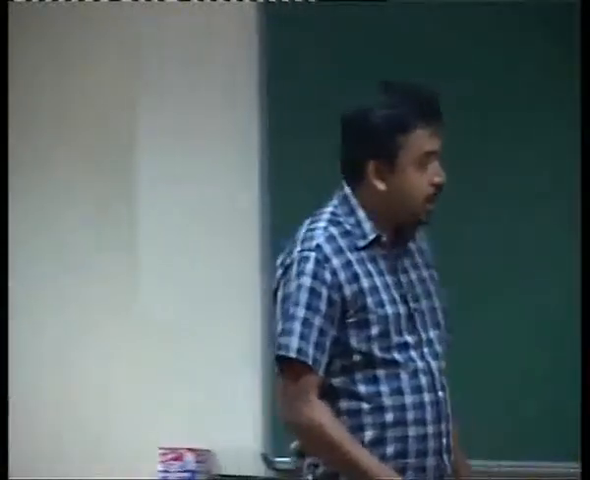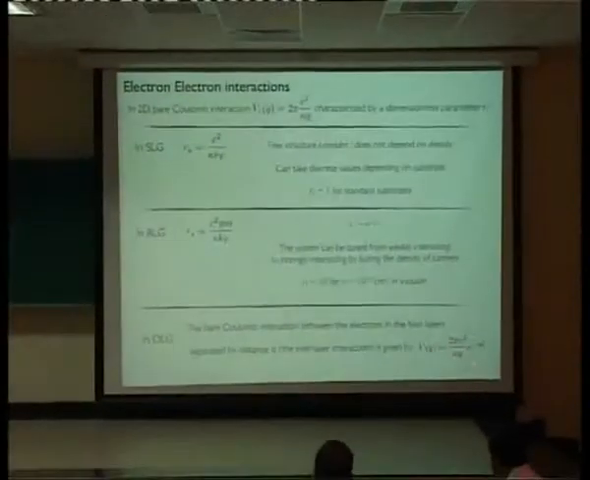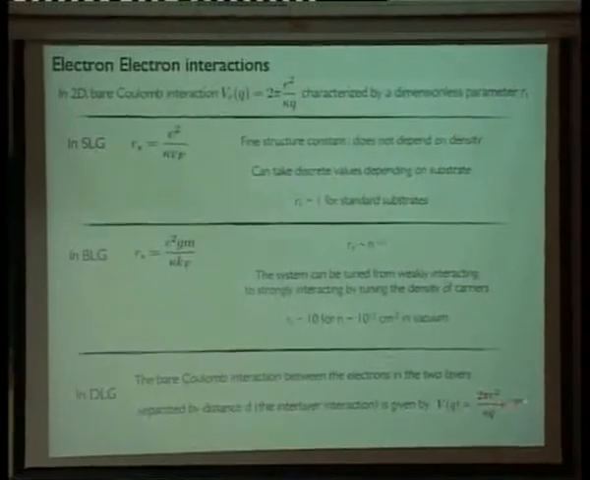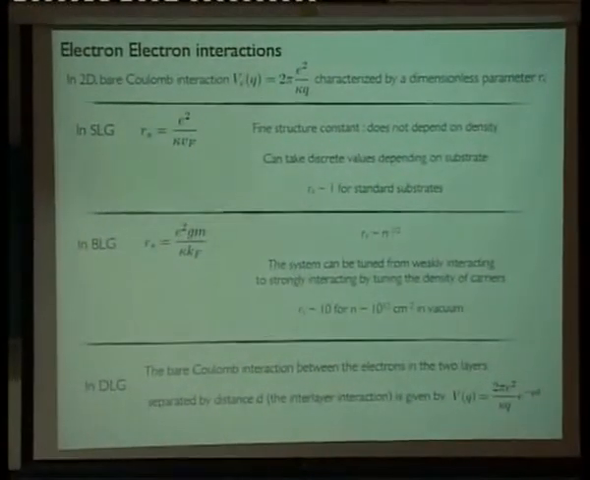Okay. And finally, for double layer graphene, we would need to look at the Coulomb interaction between the two layers. And this is given by the standard Coulomb interaction 1 over q, but there is an exponential e^(-qd), where d is basically the distance between the two layers.